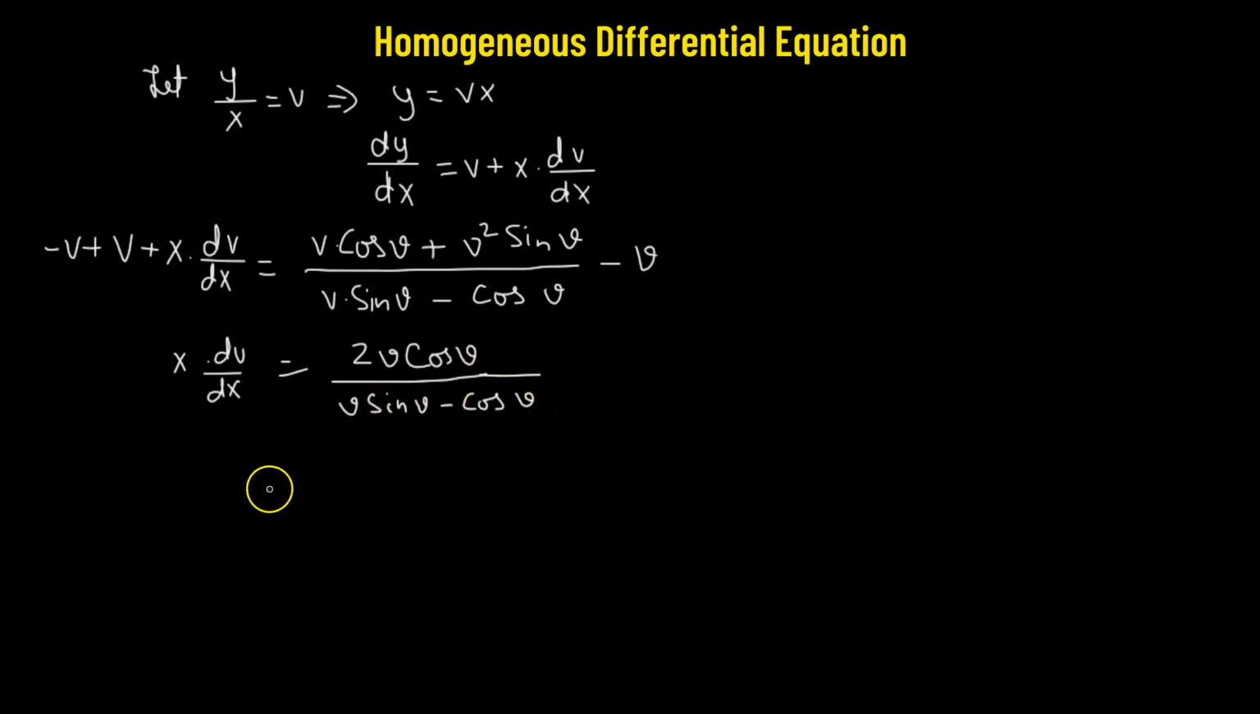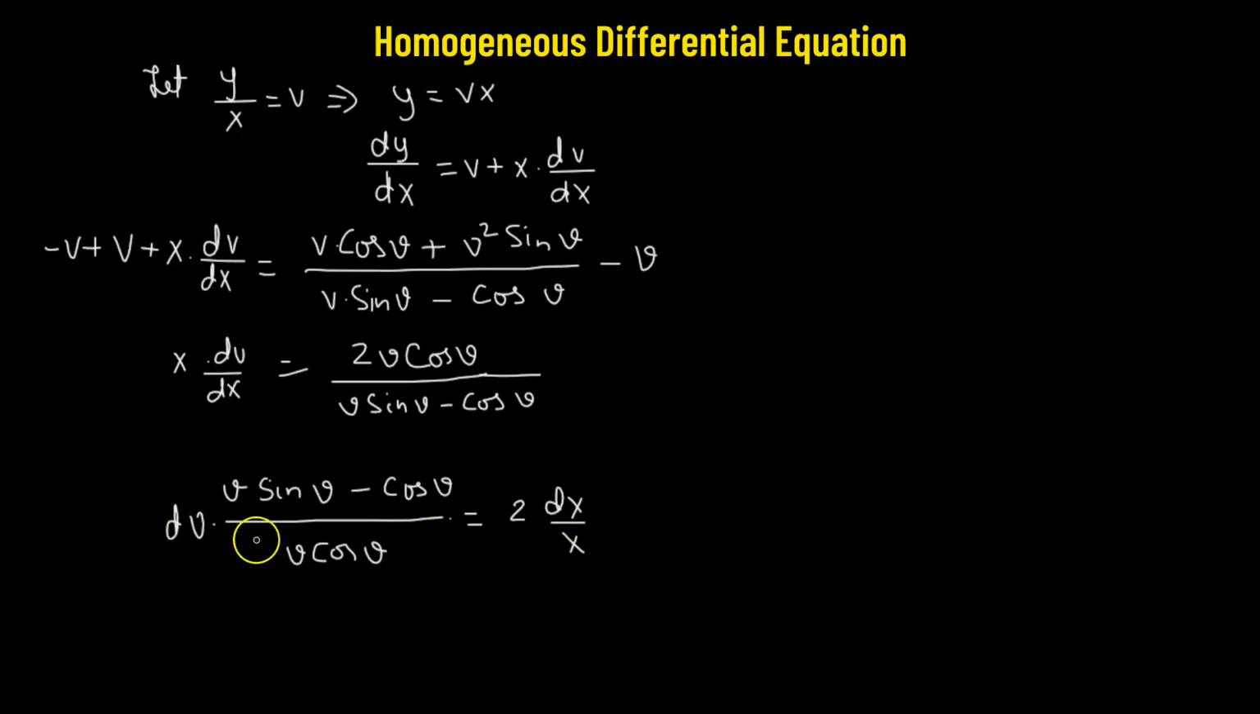Now we will separate the differentials, and this will give us v times sine v minus cosine of v divided by v cosine of v, dv, equals 2 times dx over x. Let me write it in front. Now we see that we have a separable form. So our original differential equation has reduced to a separable form, and now we can integrate both sides.